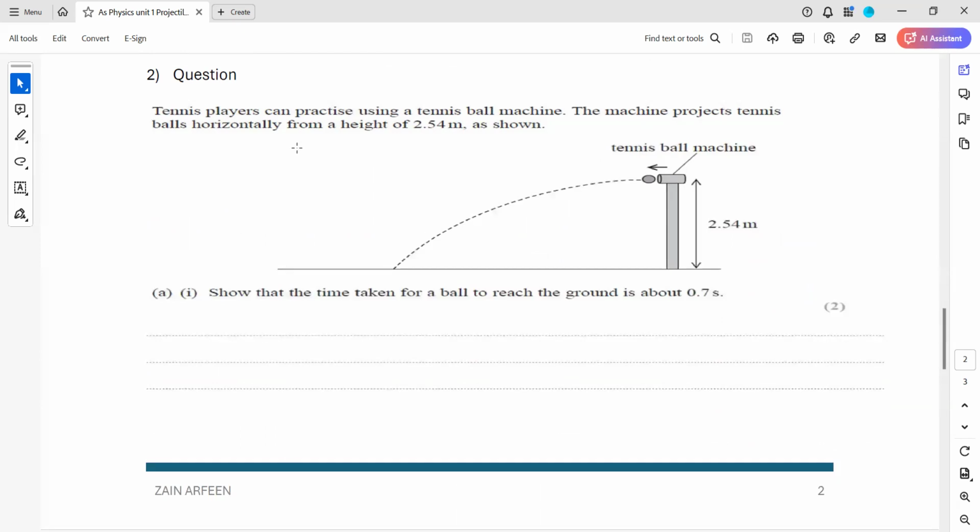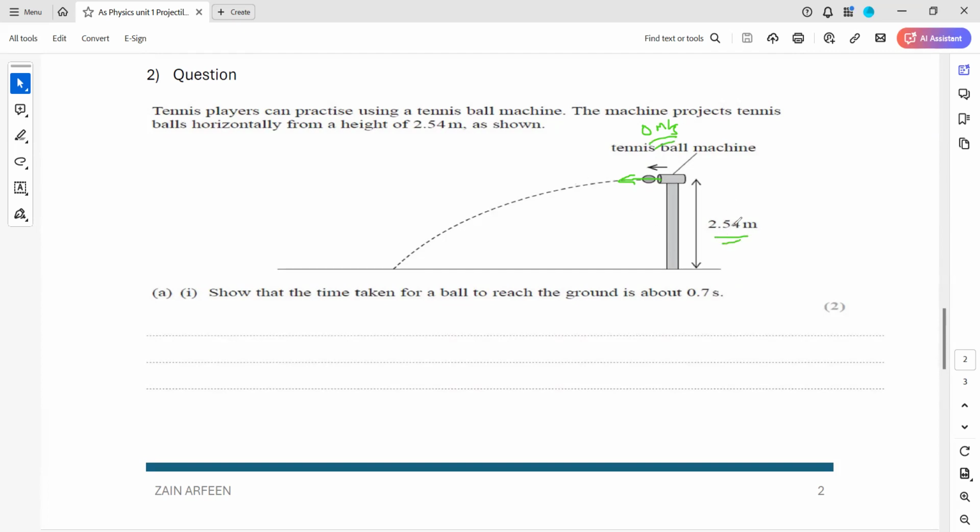In question 2, a tennis player can practice using a tennis ball machine. The machine projects the ball from a height of 2.54 meters, and it is launched horizontally. So what about the vertical component? The vertical component of the velocity is 0, because it is launched horizontally only. So the initial vertical velocity is 0.